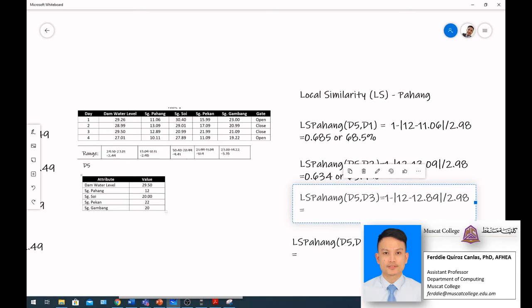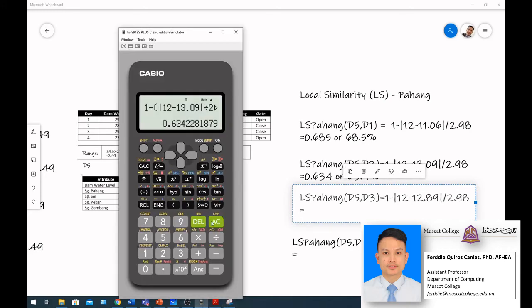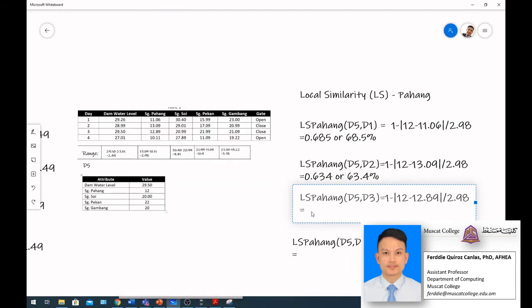How about the third one? For the third one, it's going to be 0.701, which is 0.7, not zero. So this is 70.1%, right? How about the last one? 0.365, or 36.5% similarity. Very good.